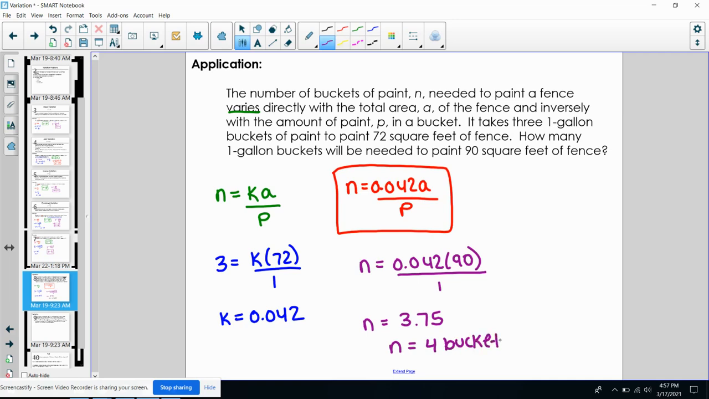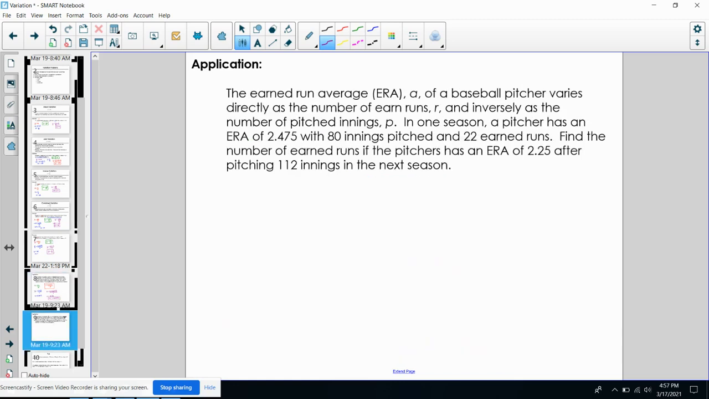Because it's a word problem, we want to make sure that we are labeling our answer with the units. Okay, and we are going to round up here because you can't have 0.75 of a bucket. We're going to need a 4th bucket. Okay, and we'll look at one more example. So the earned run average, or ERA, and we're going to use the variable A for that, of a baseball pitcher varies directly as the number of earned runs R, and inversely as the number of pitched innings P.